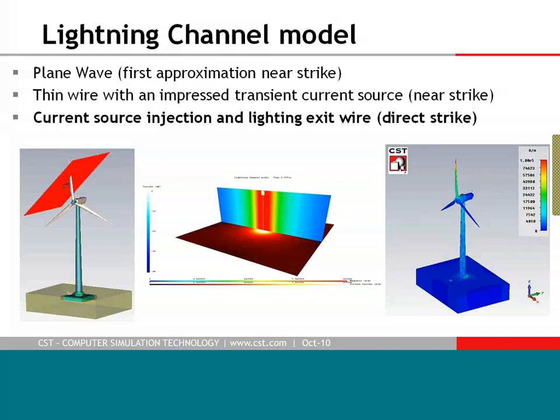So here, the device under test, our WTG, is not represented. But the most dangerous, and the example I will show, is a direct strike, which needs to be simulated taking into account the complete current path, the complete channel. This is the example where a lightning is striking on the edge of the sphere.